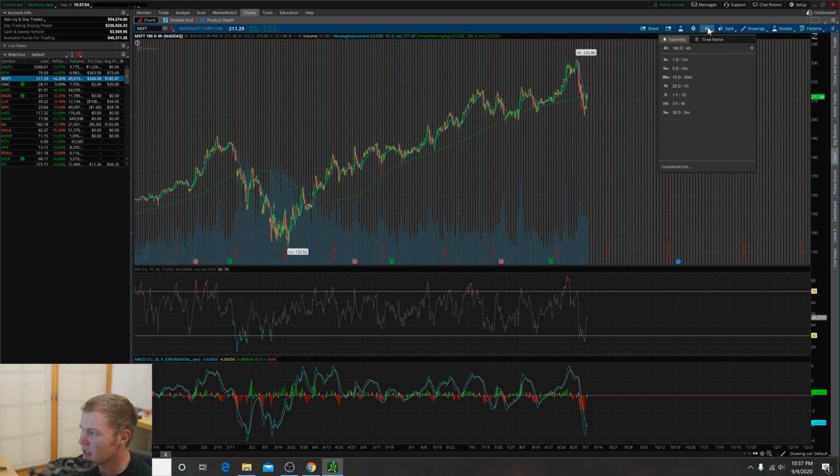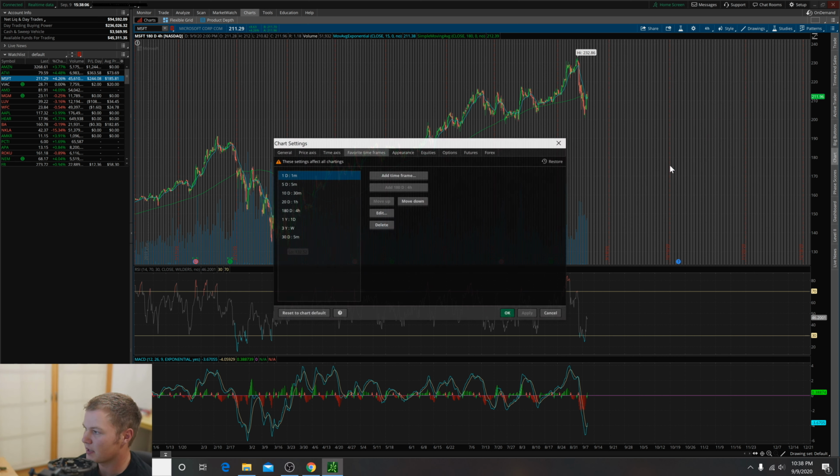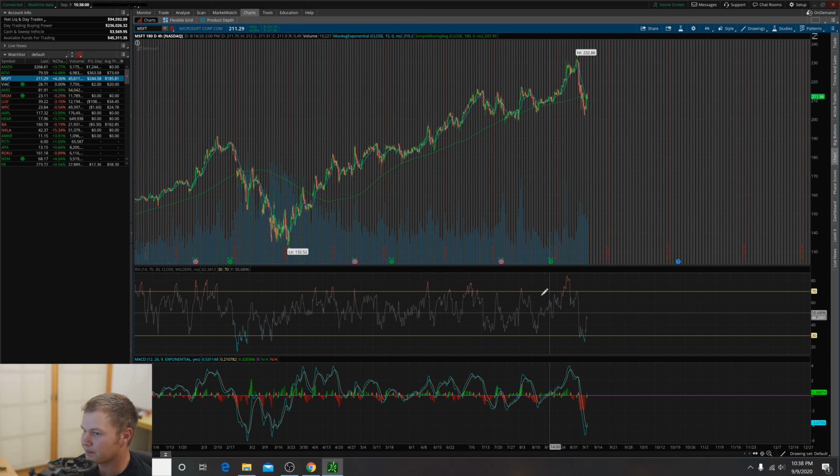And up here is where you're going to get your time frame. And if you want to add a certain time frame, like I'm looking at the 6-month, or in other words, 180-day chart with a 4-hour aggregate of price, you can customize the list and add some there.